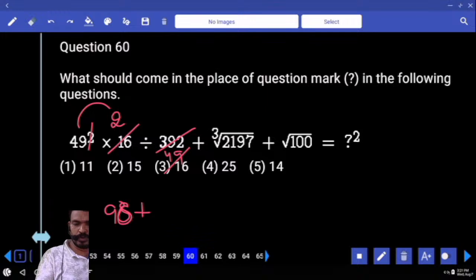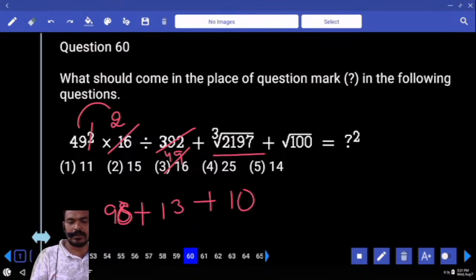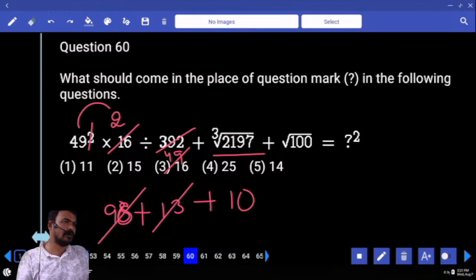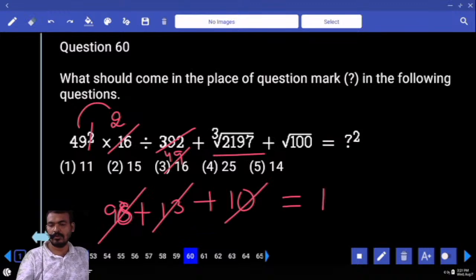98. Cube root of 2197. Next square root of 100. 10. 98 plus 13. 111 plus 10 and 121. Which one square?